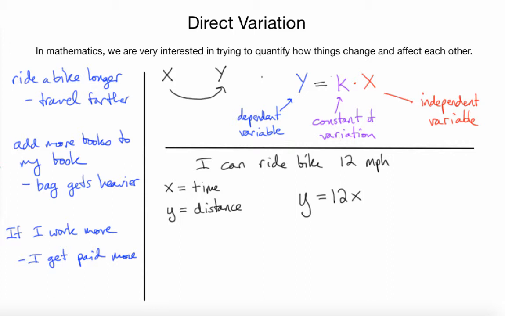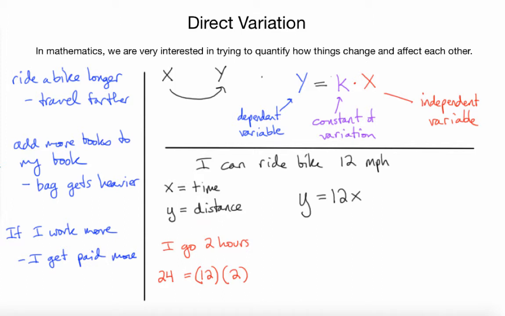And we can play around with this, right? So what if I go 2 hours, that means I'm going to put a value of 2 in for x. X is my time. 2 hours at 12 miles an hour means that I travel 24 miles. There's my value for y. My 24 miles that I travel is directly related to the amount of time that I went riding.